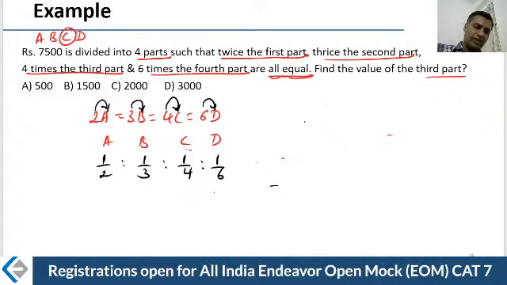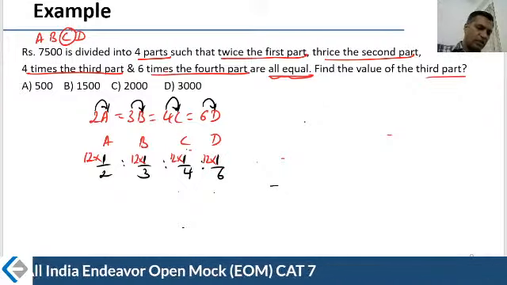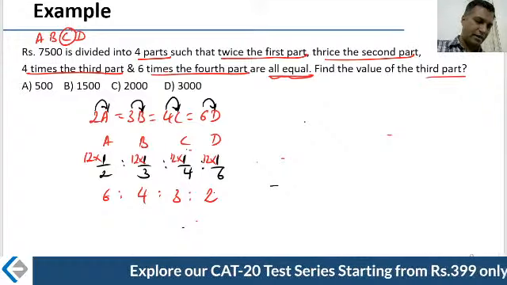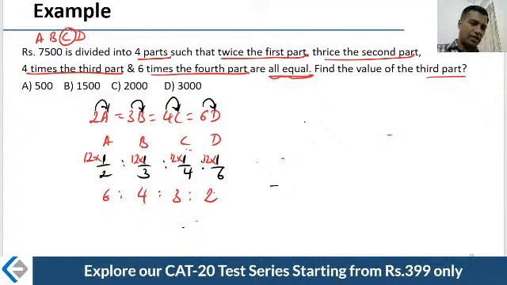So what do I do? Take the LCM. The LCM of these numbers is 12. Therefore, multiply throughout by 12. You are converting fractions to natural numbers. So 12 by 2 is 6, by 3 is 4, by 4 is 3, by 6 is 2. These are the numbers that you wrote here.